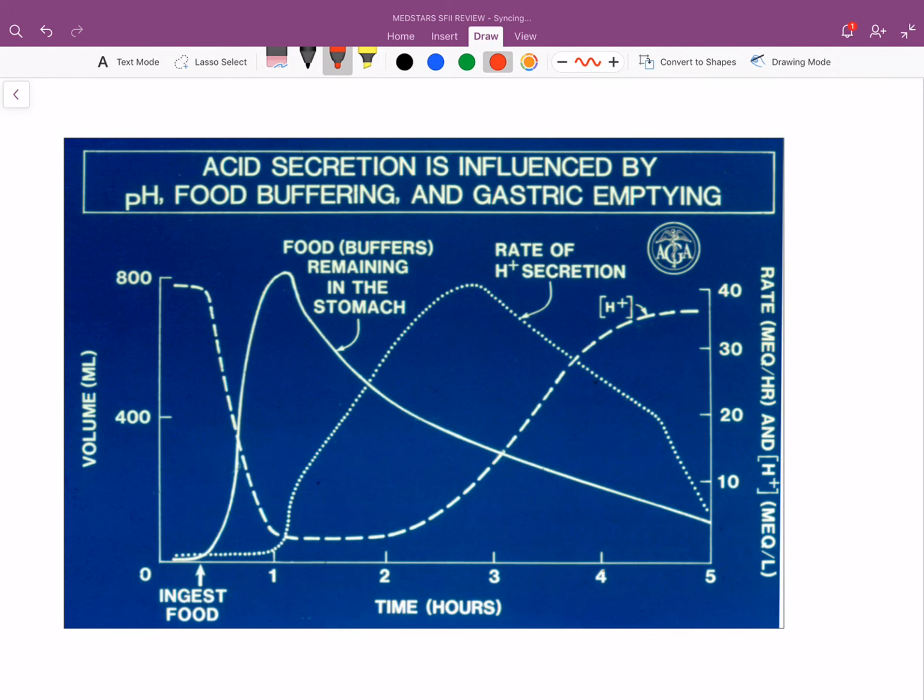So here's just a really clutch graph. As you can see, right here, this dashed line represents hydrogen ion secretion. So when you eat a meal, you have the cephalic phase and stuff like that. The rate of secretion starts to go up. But the actual concentration of hydrogen ion is pretty low 1 to 2 hours after you eat a meal. This is during your intestinal phase. Then eventually the hydrogen ion starts to go up really, really high.